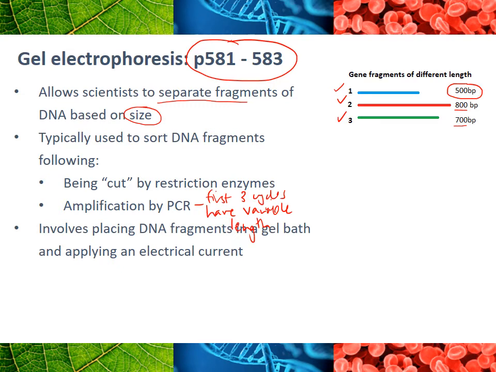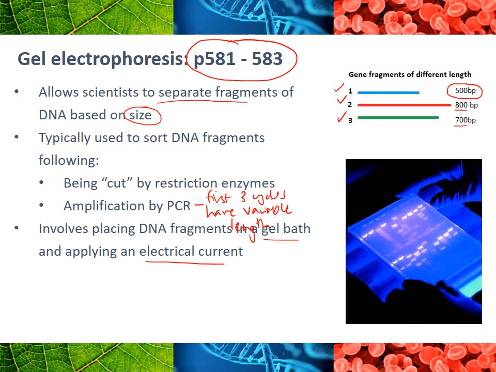To do gel electrophoresis, DNA fragments are placed in a gel bath and an electrical current is applied to that bath. This is a picture of what it would look like in a lab, so it's a bit blurry, but these are the hands of a scientist. This here is a gel bath. They're looking at the results, and all of these little bits are bits of DNA. Usually when you get it in an exam, it will look a bit different. We'll go through that in a few minutes, but that's what it will actually look like in a lab.